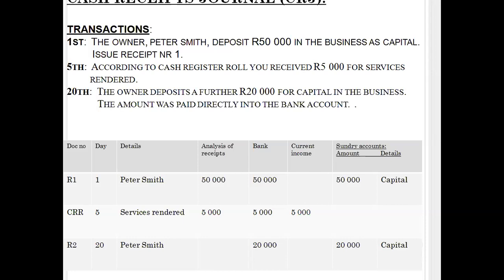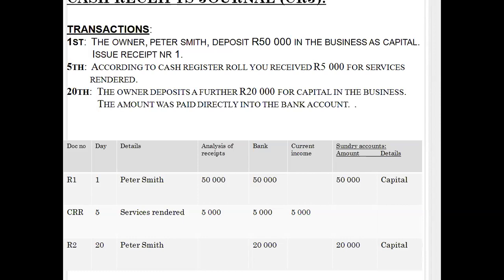The owner we have, okay, and they didn't mention the owner's name here, but remember we already got the owner's name with the first, and that is Peter Smith. The amount is 20,000 Rand. We know it's a capital transaction, and very important here is they said the amount was paid directly into the bank account. So it means the amount must go directly to bank.